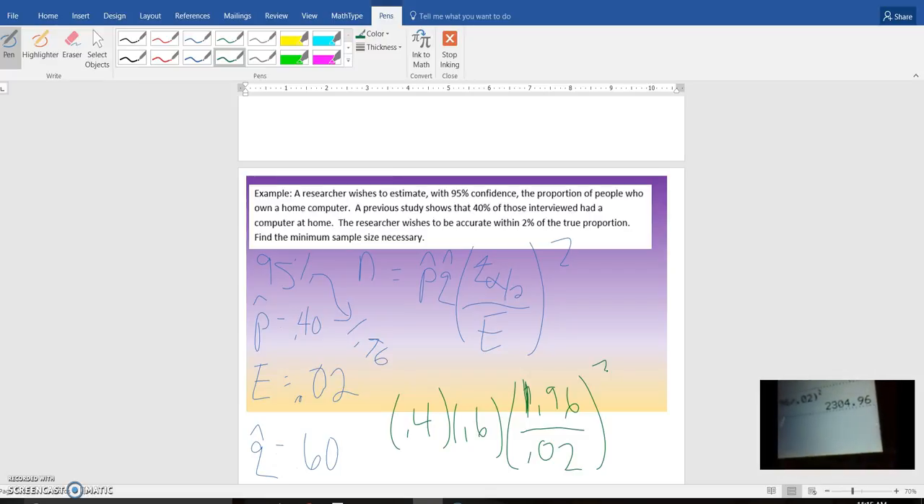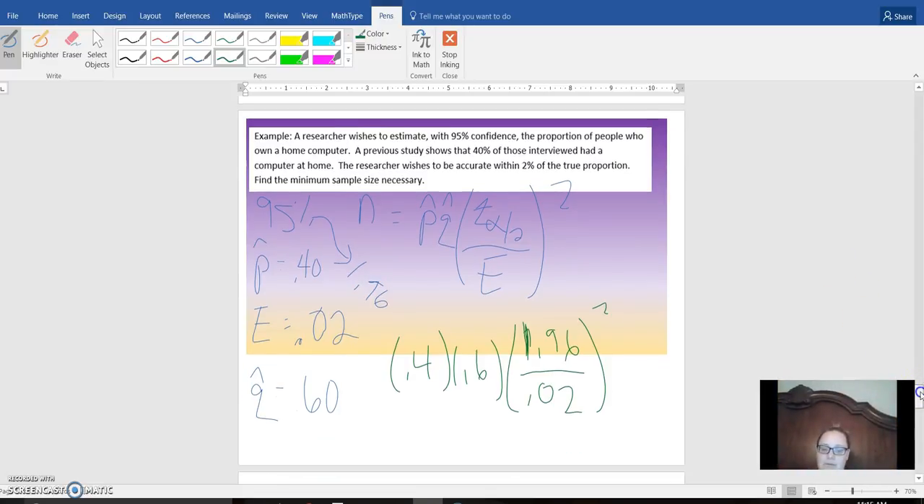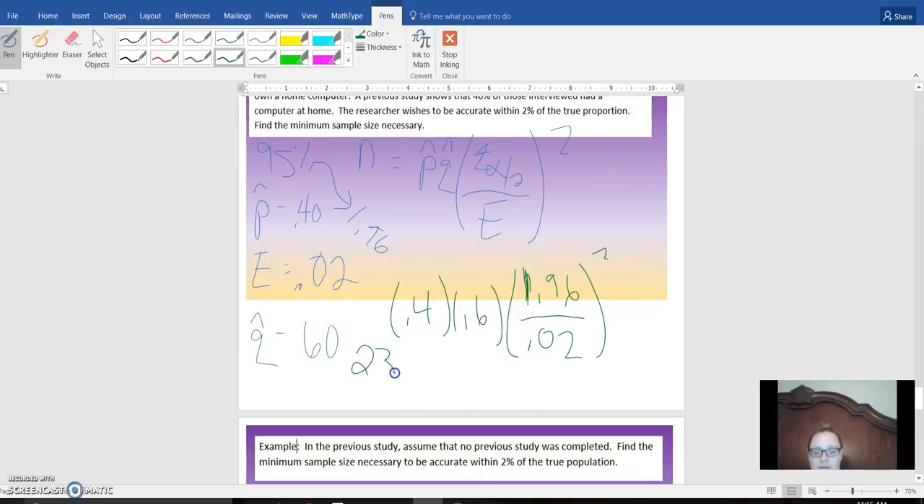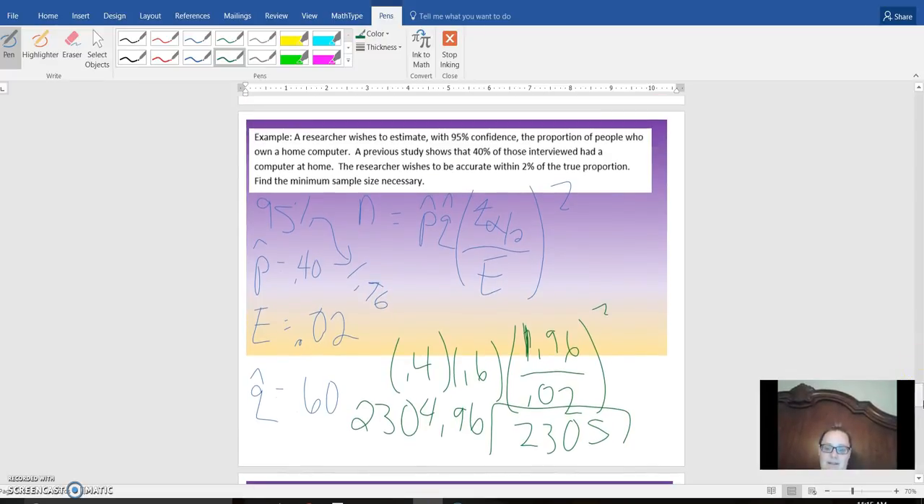And there's our answer, 2304.96. Always round up, so it's 2305. And that's how many people they need to talk to, ask, interview, so that they can be 95% sure that 40% have a computer.